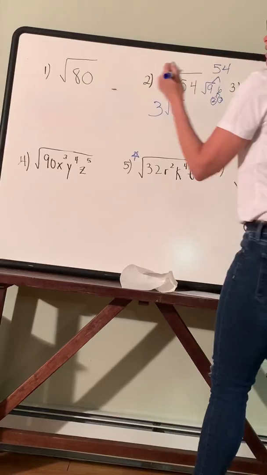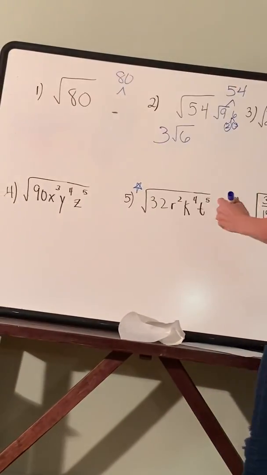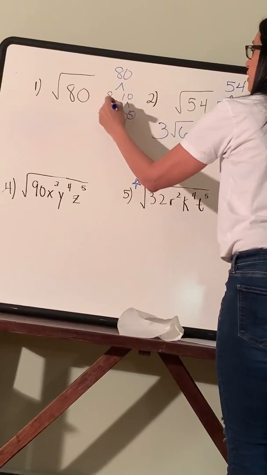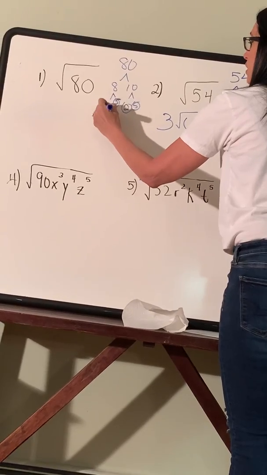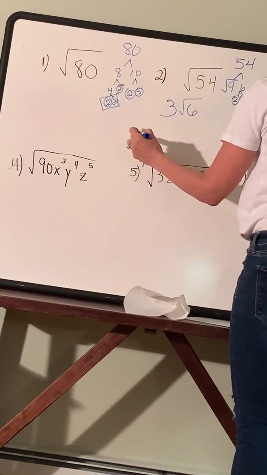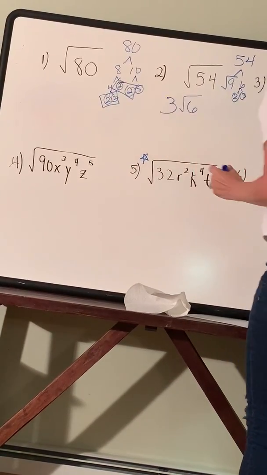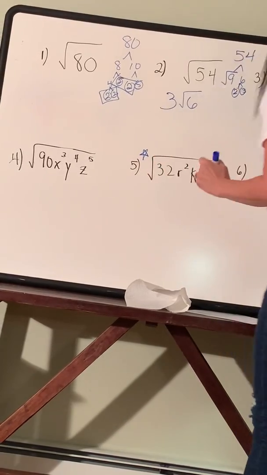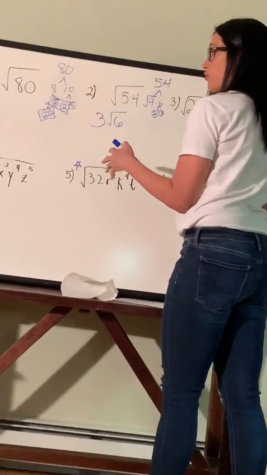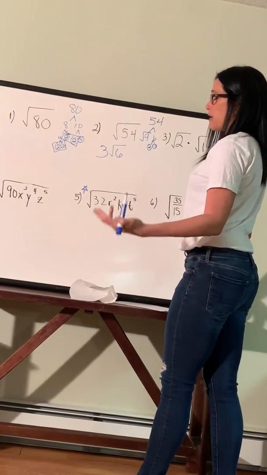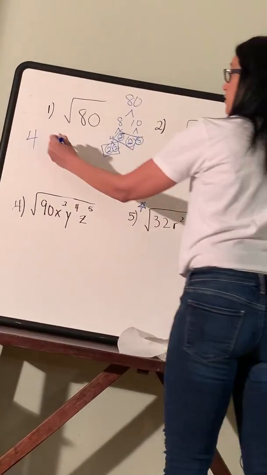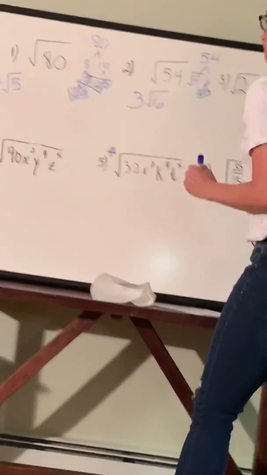So then 80, if you can't think of any perfect squares right away that go into it, use the factor tree. So 8 times 10, 10 is 2 times 5, 8 is 4 times 2, and then 4 is 2 times 2. So I see that I have a set of 2's here and a set of 2's here. Since I know that 2 times 2 is 4 and it's a perfect square, I take it out as a 2. Since I know that this 2 times 2 is 4, which is a perfect square, I take that out as a 2. So 2 times 2 is 4. So on the outside I have a 4. On the inside, the only thing that's left is this 5. So the answer is 4 radical 5.